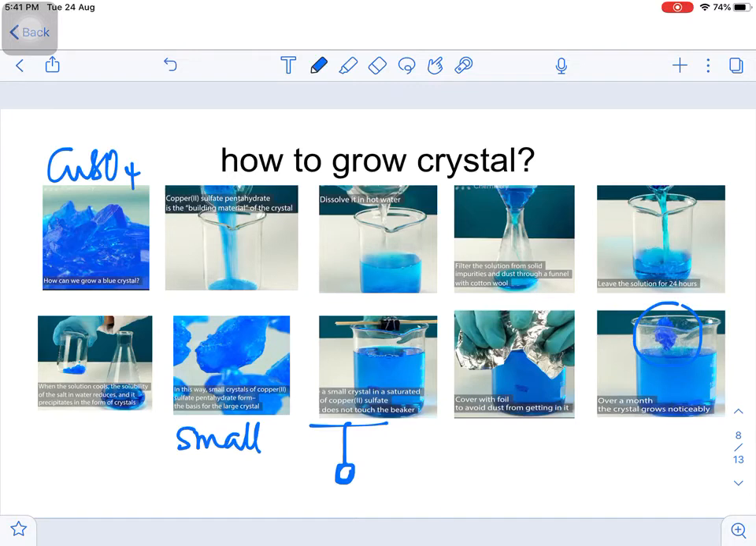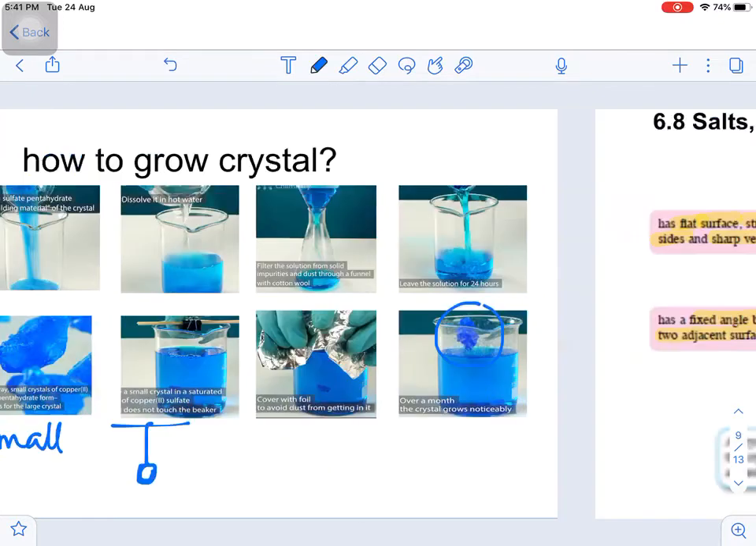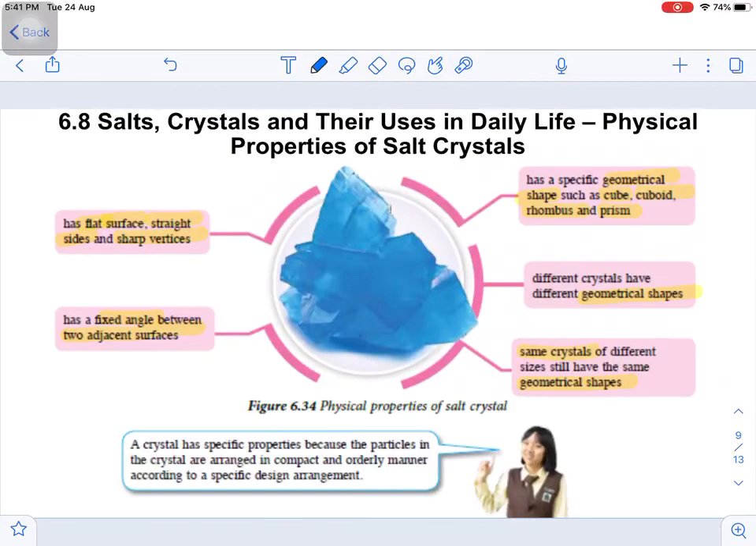Tapi kalau kita buat dekat lab, because we make it saturated, normally cepat dia boleh dapat yang small crystal. Yang kalau dia bernasib baik, bila kita biarkan 2-3 hari, boleh dapat bigger size of crystal. Okay. Next we go to physical properties of salt crystal.